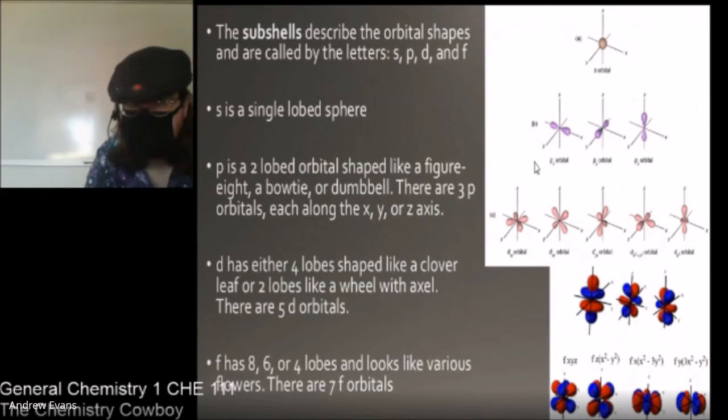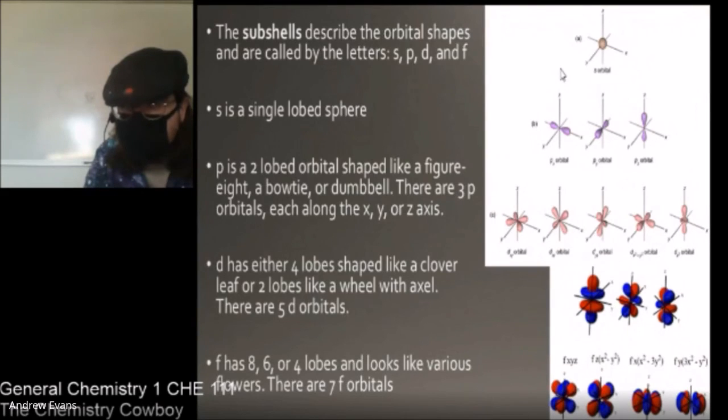These subshells will have a variety of shapes and letter designations: S, P, D, and F. They have three-dimensional shapes, and that's where the electron is actually located. S, P, and D are the ones we'll use most commonly, and mostly S and P is where most of the chemistry will occur, at least for us.